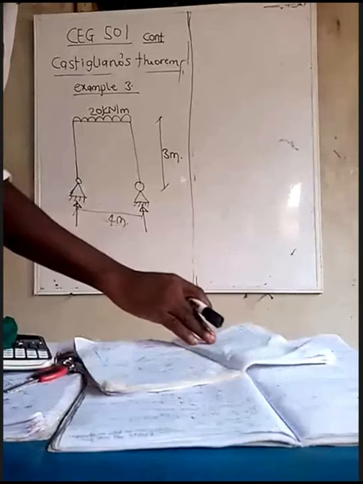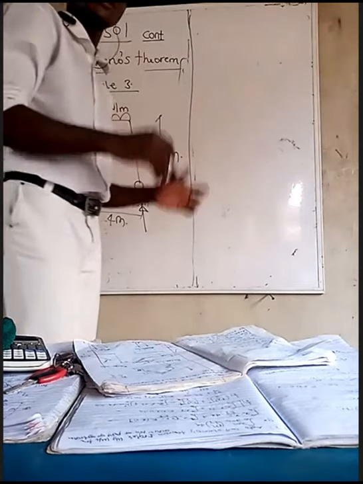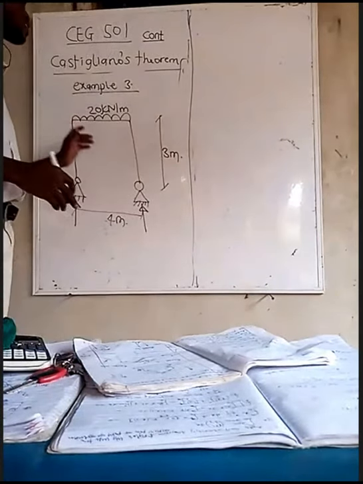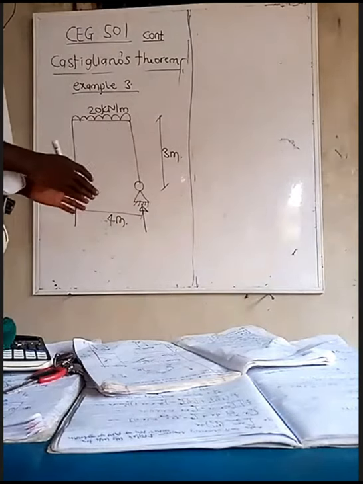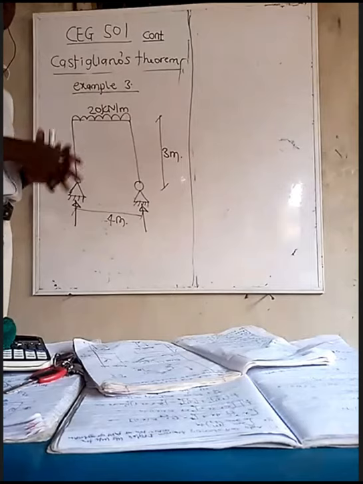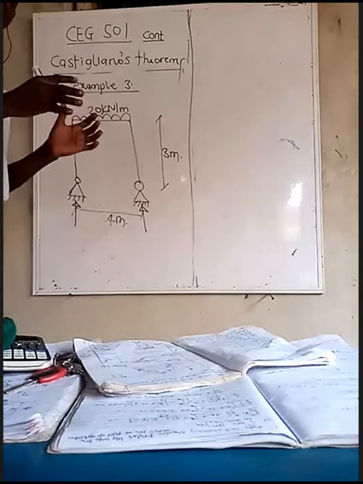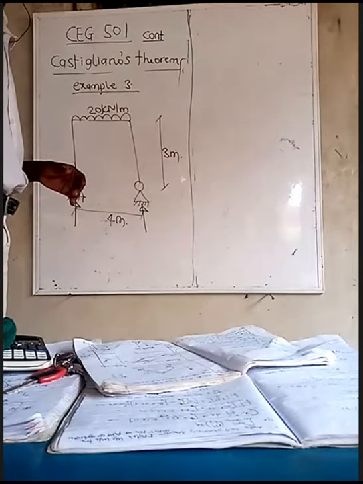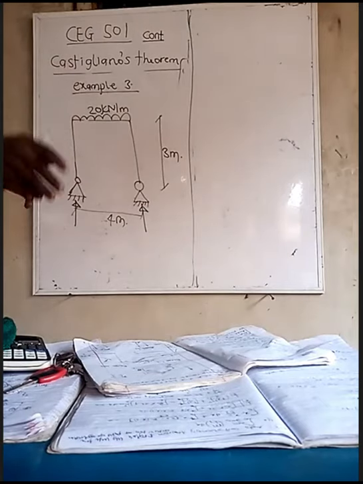Let me be sure that we have the right question. Okay, so in this case, we are still applying the same principle. The principle is that we find the strain energy for each of the members. You total them together to obtain the total strain energy for the whole structure, then you apply the Castigliano theorem to that total strain energy that you have obtained.